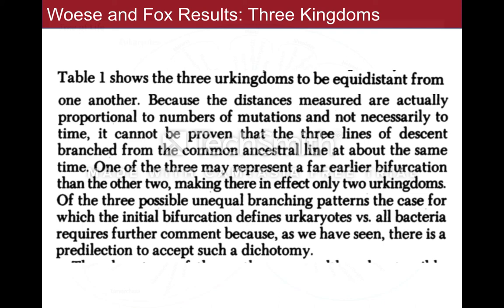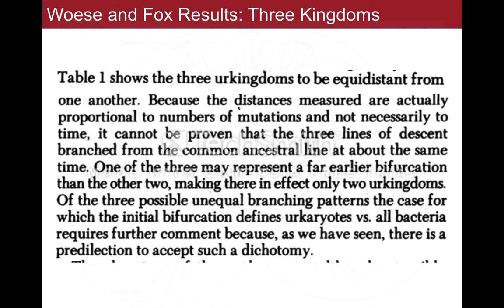That is, if we drew an evolutionary tree, all they're saying is that there are three main branches in the evolutionary tree, and we don't know if bacteria and archaea share a common ancestor with each other to the exclusion of eukaryotes, or if archaea and eukaryotes share a common ancestor with each other to the exclusion of bacteria, or if bacteria and eukaryotes share a common ancestor to the exclusion of archaea. Saying we can't figure that out, because the distances don't tell us that.